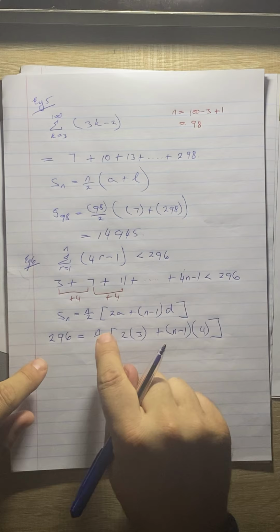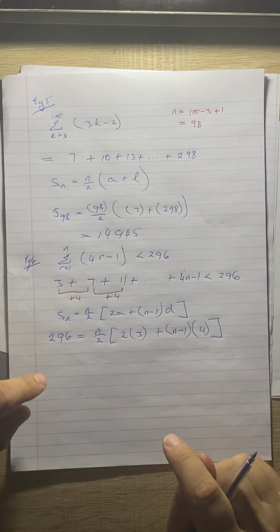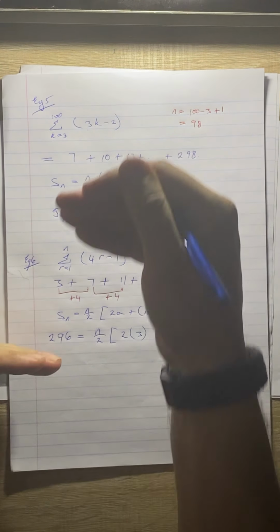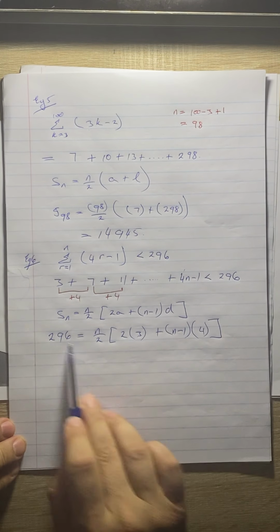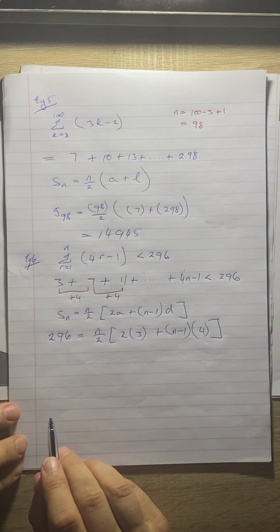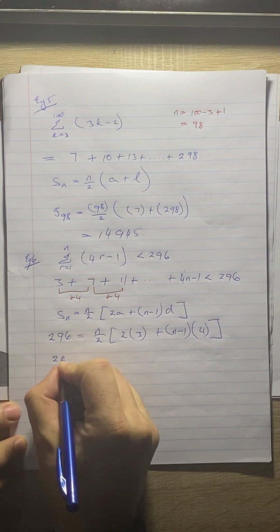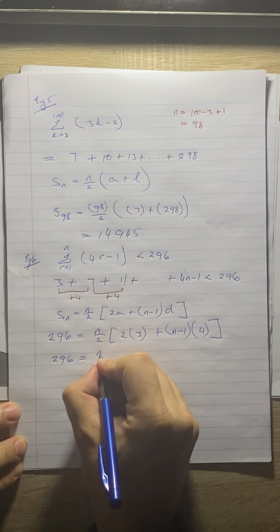But what I'm going to do is find out the n that will give us that 296, and then I'm going to choose the one just below that. So this type of question you've seen before. I'm just going to start simplifying here. So we get 296 is equal to n over 2.